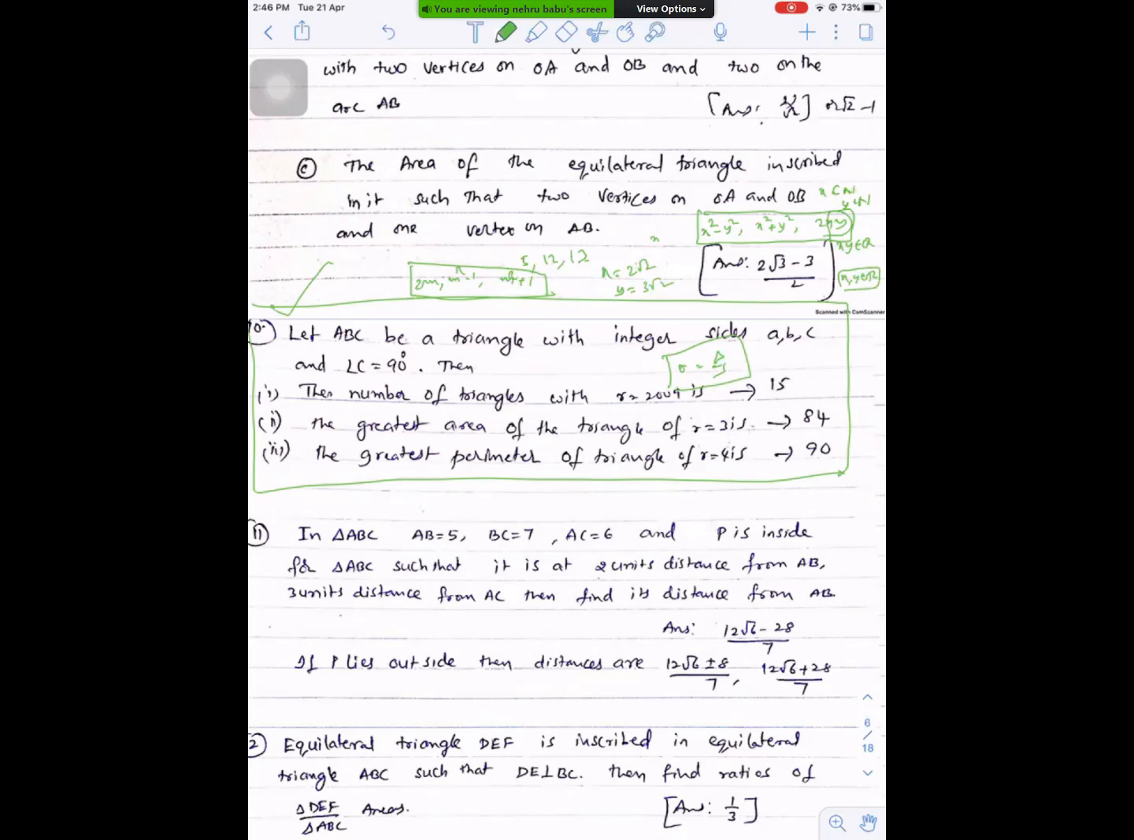Okay. So r equals delta by s, and delta is half ab, s equals a plus b plus root a square plus b square by 2. Yes, sir. Otherwise you can even give another proof, sir, like r equals a plus b minus c by 2 for a right angle triangle.